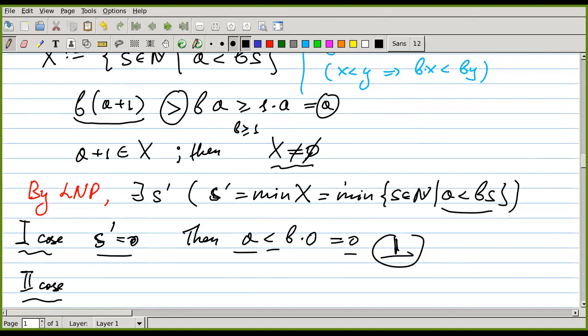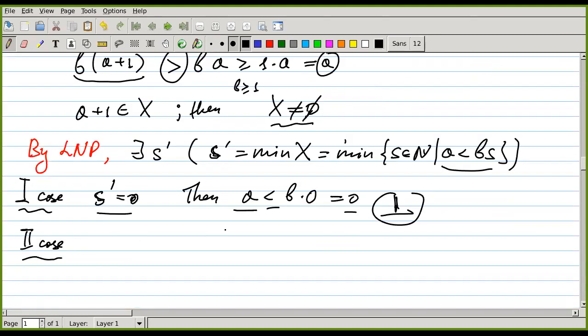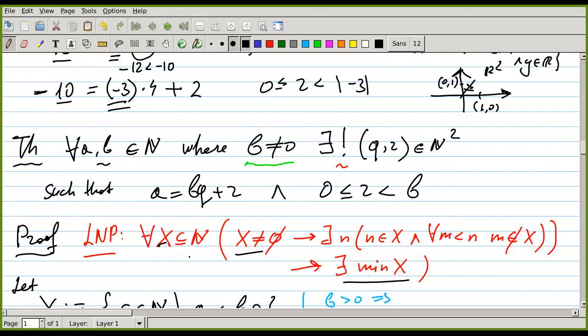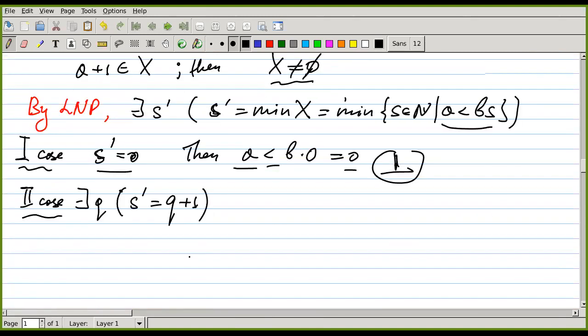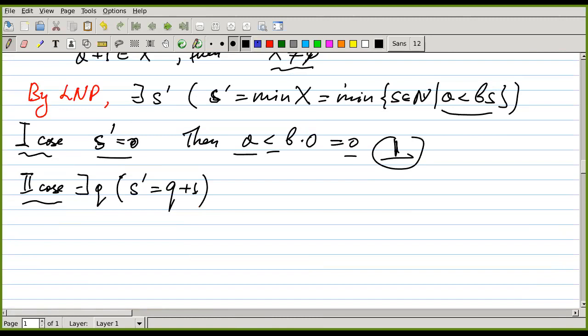What is the second case? If a natural number is not 0, then it is a successor. There exists some q so that s prime equals q plus 1. Do you agree? We will take such q as the q we need. This is the q we need. We want to prove that there exists some appropriate q.